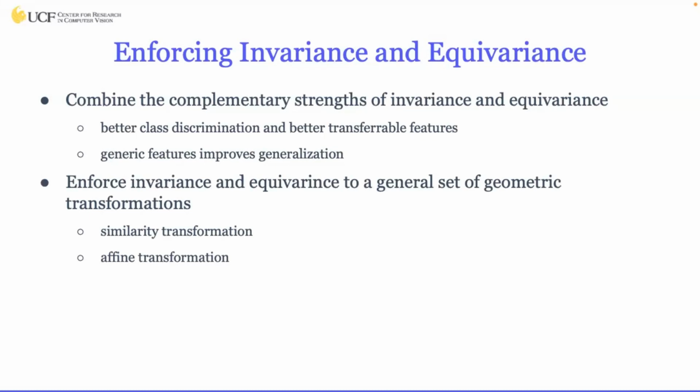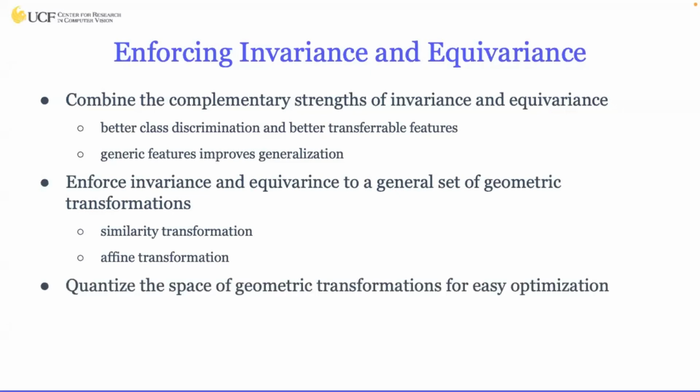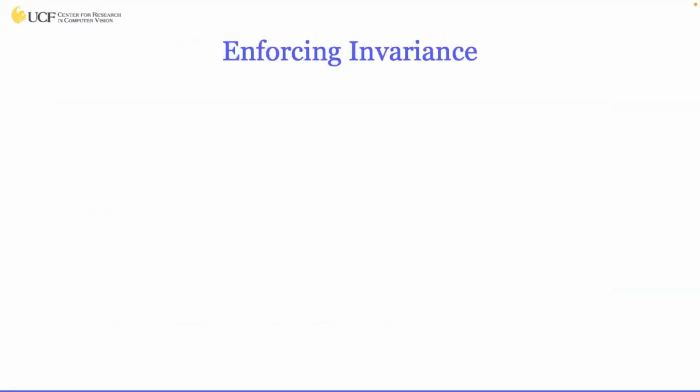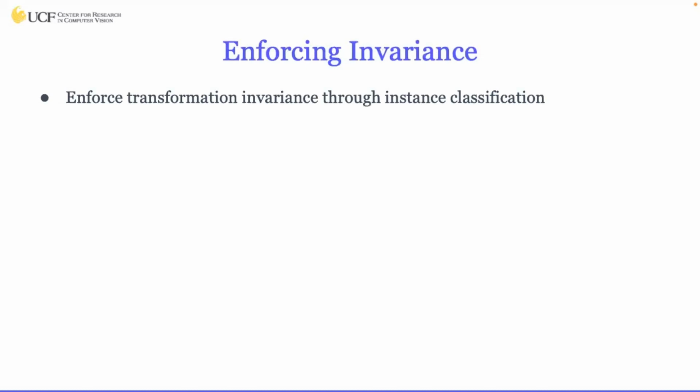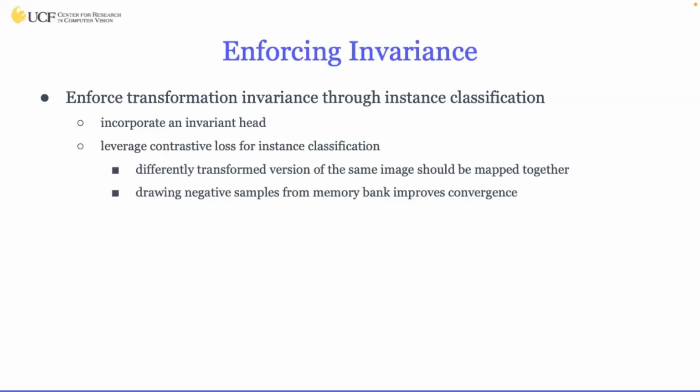However, enforcing invariance and equivariance to a continuous set of parameters is difficult to optimize. Therefore, in this work, we quantize the space of geometric transformations for easy optimization, and we solve this in a multitask learning framework. Now let's look into our solution, how we enforce invariance. The implementation is very simple. We basically enforce transformation invariance on instance classification. For that, we incorporate an invariant head. After that, we leverage contrastive loss for instance classification. So basically, the goal is to map differently transformed copies of the same image together.